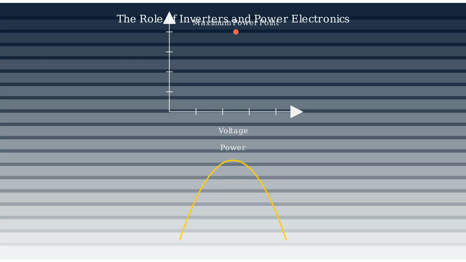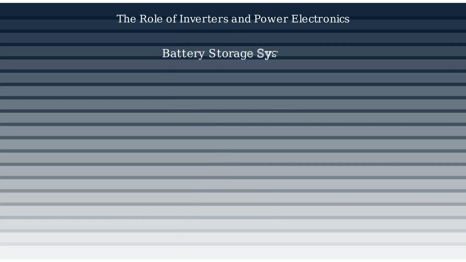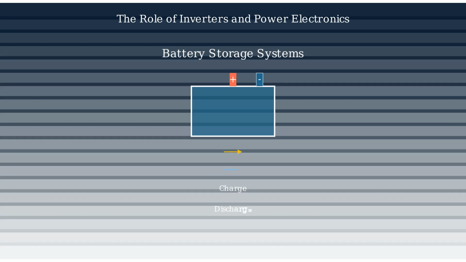Many solar power systems also include battery storage, which allows excess energy to be stored for later use. Power electronics manage the charging process when solar production exceeds demand and the discharging process when energy is needed.